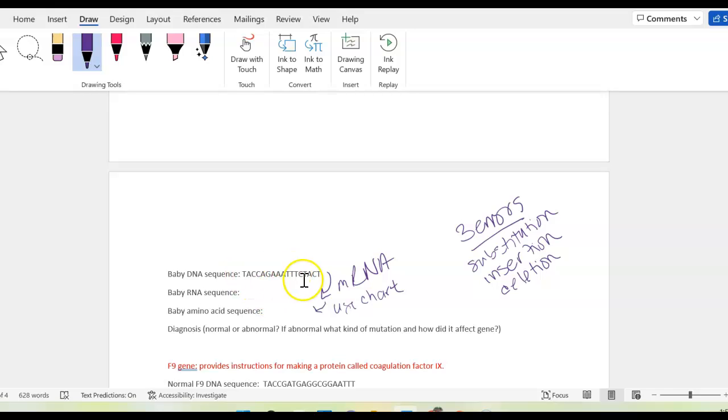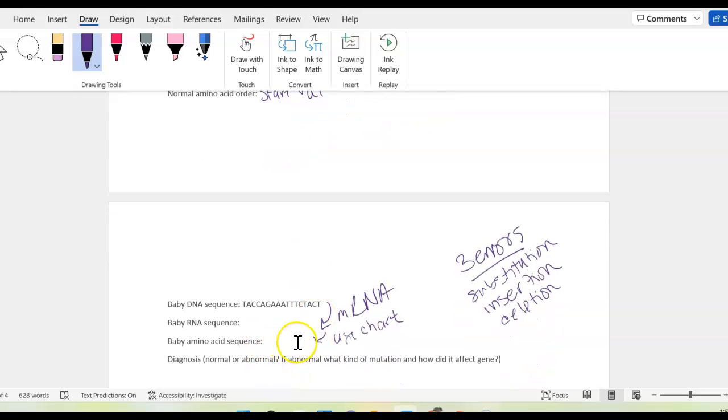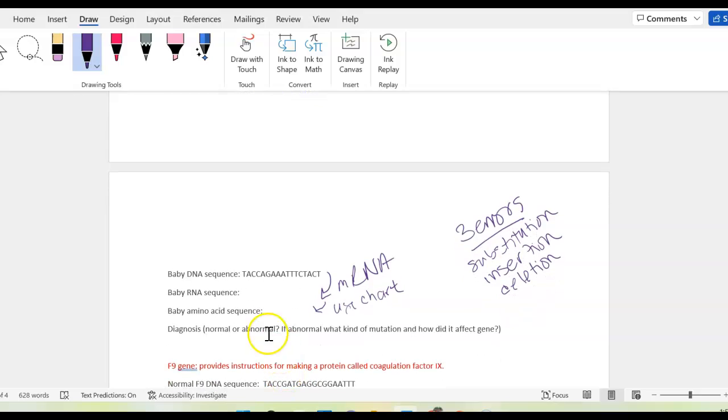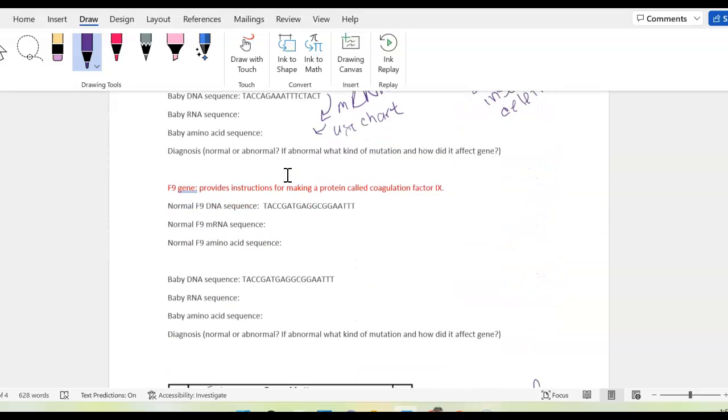Once you figure out where your error is, you make your RNA again, just like you did up here, with opposite letters, and then use the chart to put in this amino acid sequence. Down here you put down if there's an issue. It might be perfectly fine, or let's say it's a substitution error, and the result is that instead of a valine, we have aspartic acid. And thus the protein is faulty. If it doesn't match this normal amino acid order, it's not going to work, and that baby would have hemophilia A.